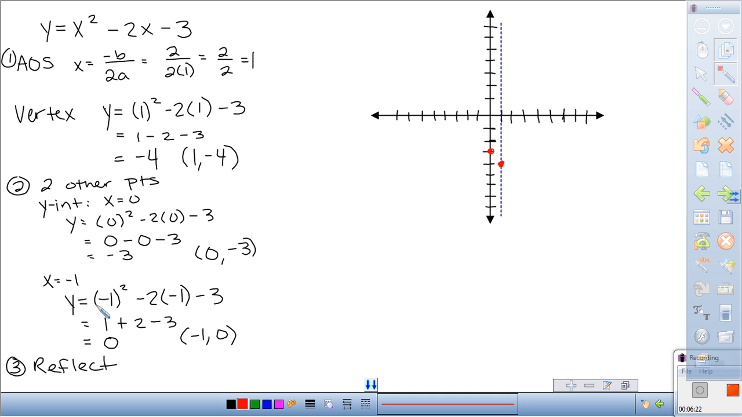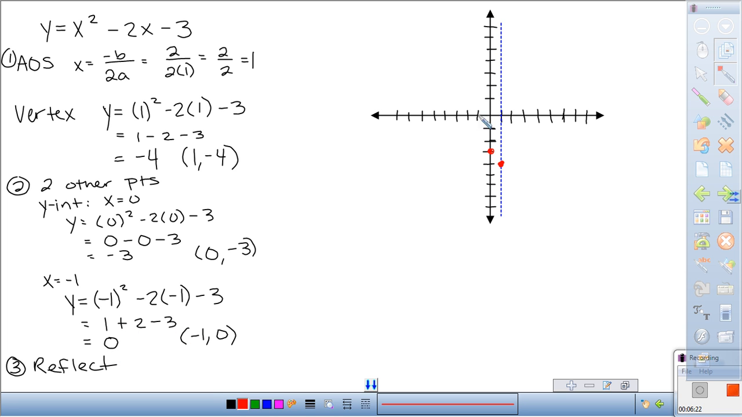And I plugged in negative 1. Negative 1 squared minus 2 times negative 1 minus 3. Remember, every time you substitute, it always goes in parentheses. Negative 1 squared is 1. Negative 2 times negative 1 is 2. Minus 3. So 1 plus 2 is 3, minus 3 is 0. So your other point is (negative 1, 0).